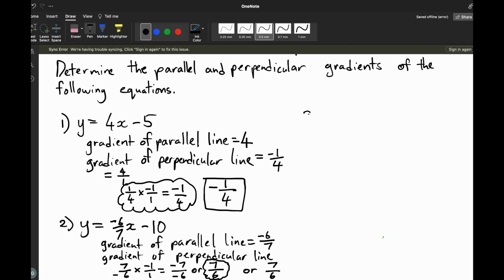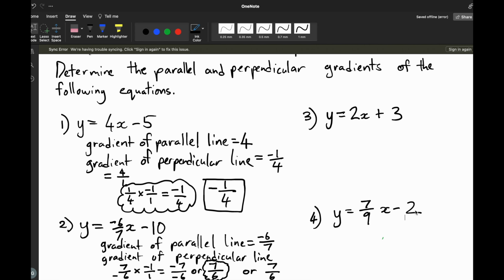And that's it. So here are two for you to try on your own, and I want you to be able to identify both of them in that way. I'll put them down for you, and then afterwards we'll walk through them quickly. I'll give you 5 minutes to do both of these. With this one, what would be the parallel gradient? 2, because once they're parallel, we expect their gradients to be the same. Now, the perpendicular gradient. This would be negative 1 over 2.